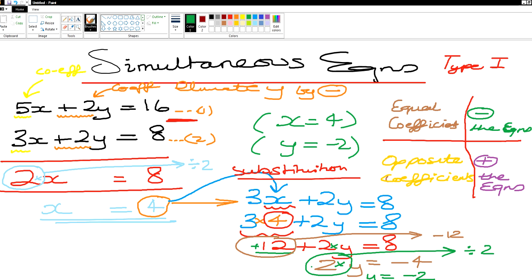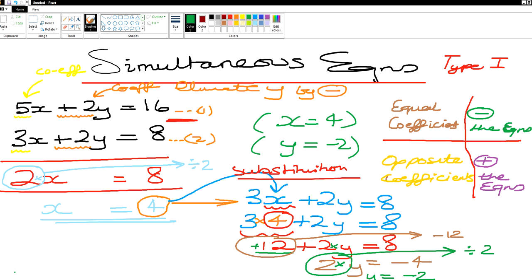Okay, any questions on this starting question so far? Are we all happy with the technique? First, we look at the coefficients. We look for what's equal and what's opposite. If it's equal, we deal with it by minusing. If it's opposite, we deal with it by adding the equations.